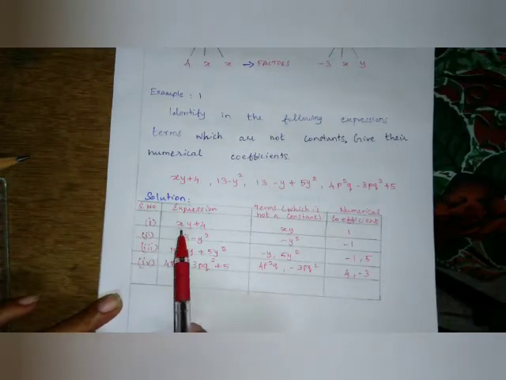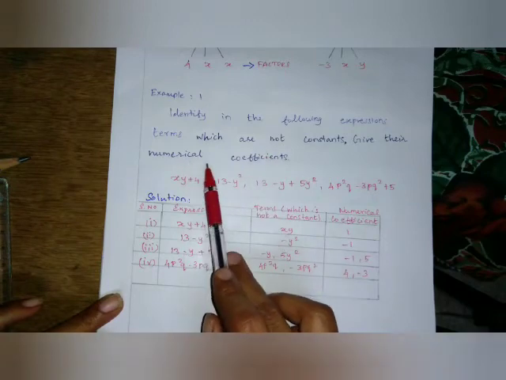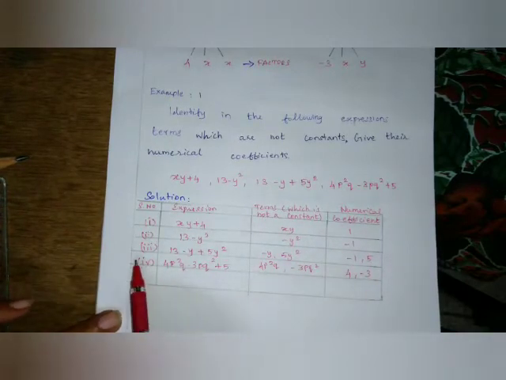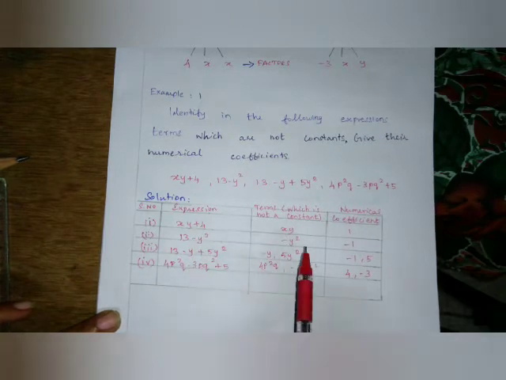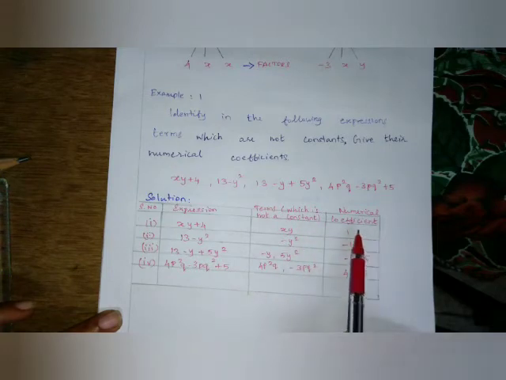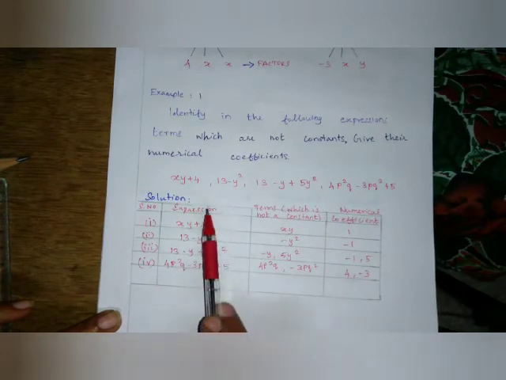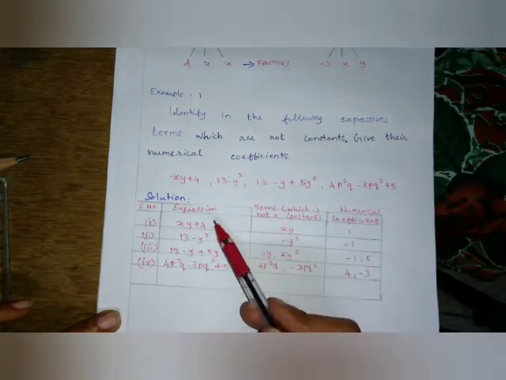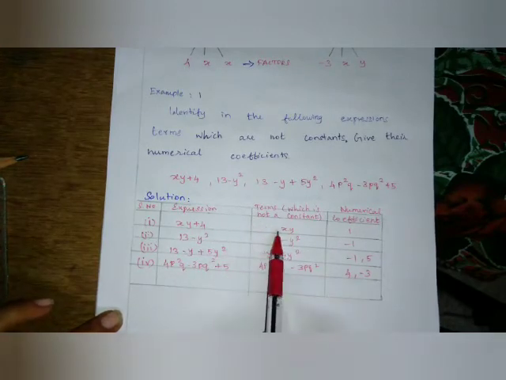They are asking which terms are not constants, and to give their numerical coefficients. So we have to make columns. First column is serial number and second column is expression. Then the third column is terms which are not constants, and the fourth column is numerical coefficient. In the expression column we write all four expressions one by one. First we complete the first one.